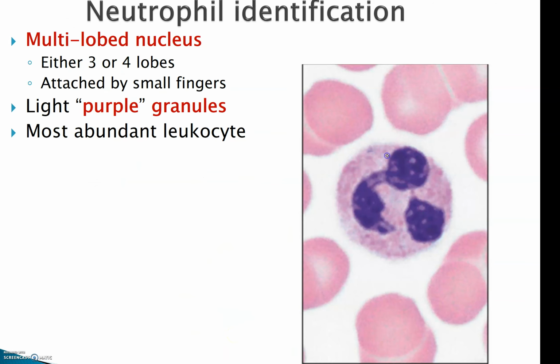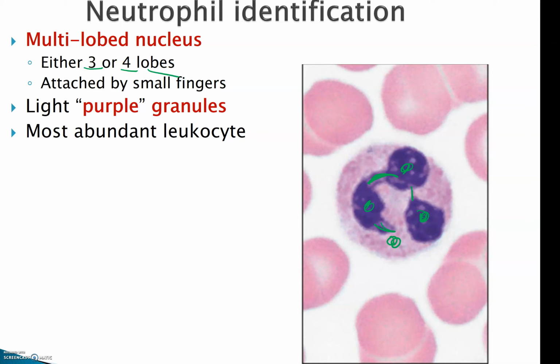Neutrophils are multi-lobed. So there is one nucleus there, one nucleus there, one nucleus there. And lazy people, myself included, like saying they're multinucleated. There's really bands connecting them. And sometimes they'll have a fourth nucleus right there, sometimes not. This is the only one that will have more than 2 lobes. That is your neutrophil identification. 3 or 4 lobes, and they're attached by these little fingers.